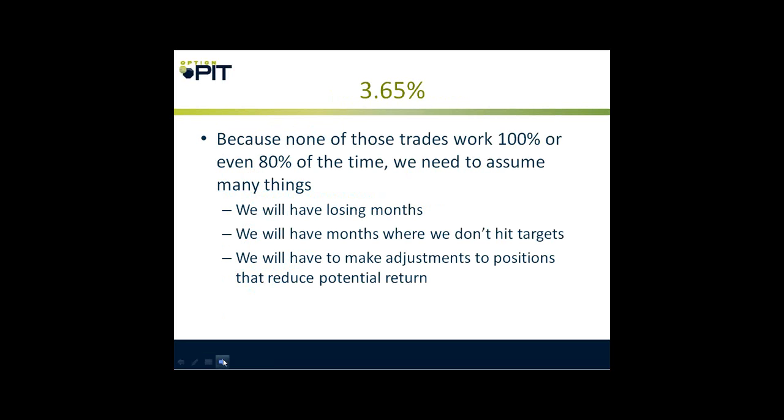3.65%, you may ask, because none of those trades work 100% of the time, or even 80% of the time. We need to assume many things. We will have losing months. We have months where we don't hit targets. We'll have months where we have to make adjustments to positions that reduce profit potential. You've got to think about that stuff.